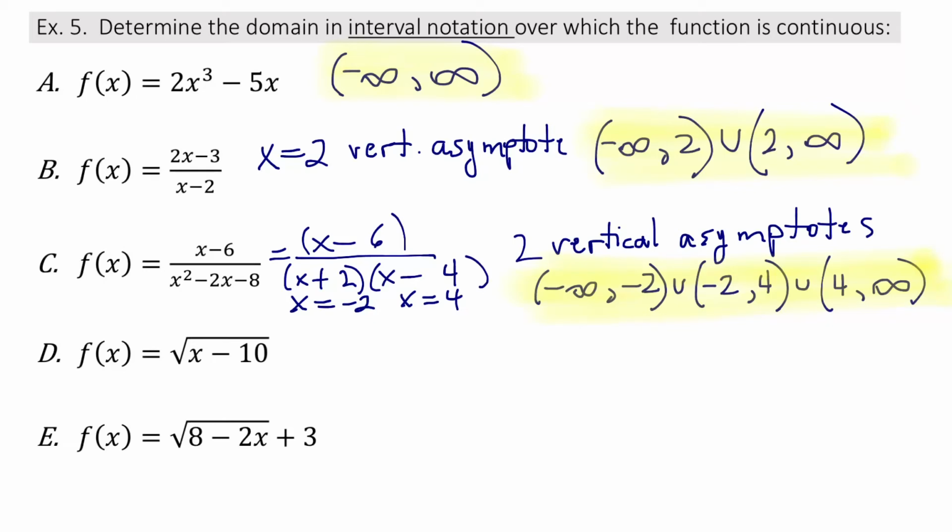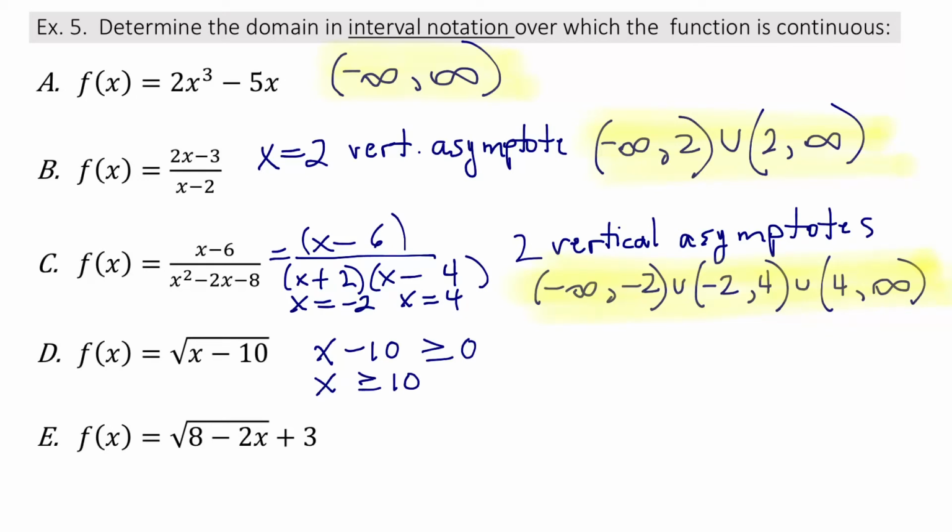Okay, D is a square root function. What we know about square root functions is that in order to have real x values as part of the domain, we can't have a negative value underneath the radical. So we can say that x minus 10 must be positive or equal to 0. If I solve for x, I'll add 10 to the other side. That says that x must be greater than or equal to 10.